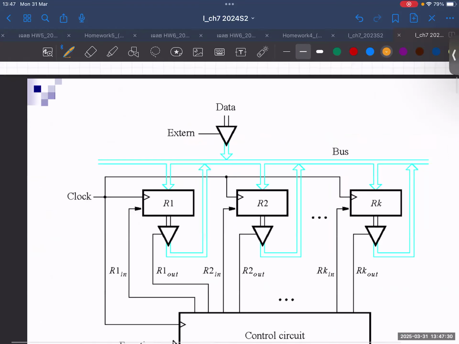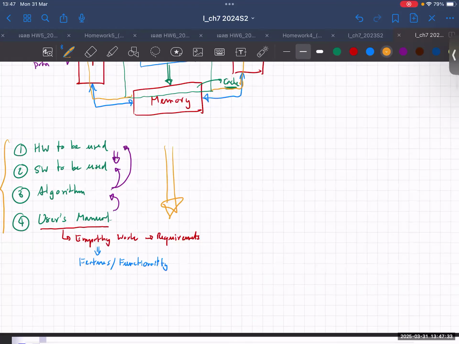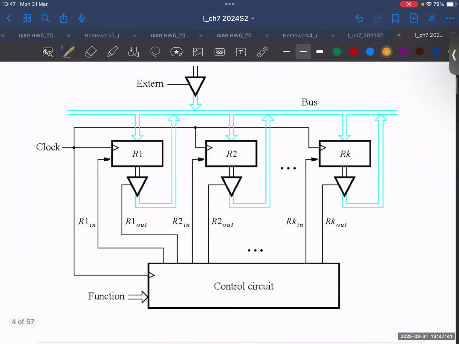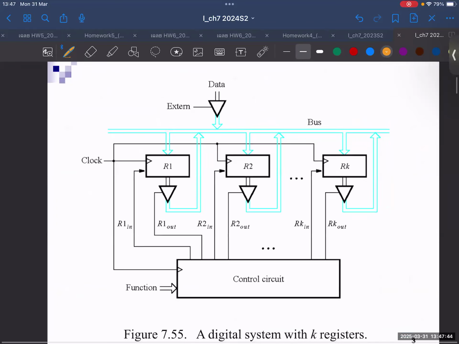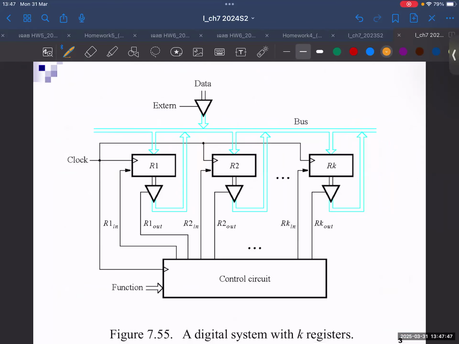Let's assume that we know the algorithm to be used and we determine the hardware to be used. Then how are we going to write the software to control this? Okay, let me show you an example. For example, this one is a simple digital system which is constructed with just a number of registers. You remember what a register is, right? It's a collection of flip-flops to store the result or the digital data, okay, until you want to use it, of course.